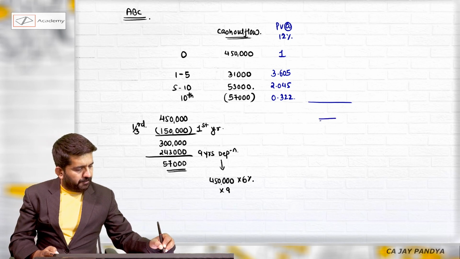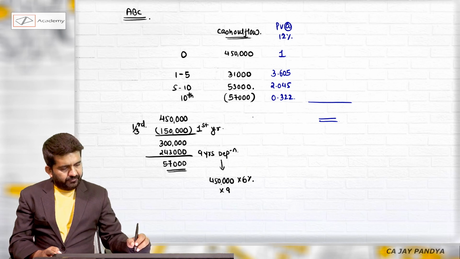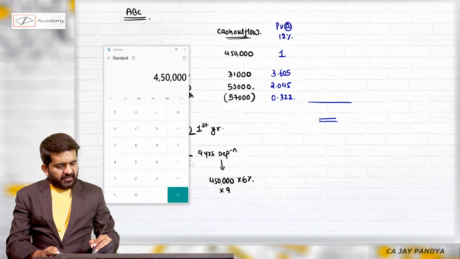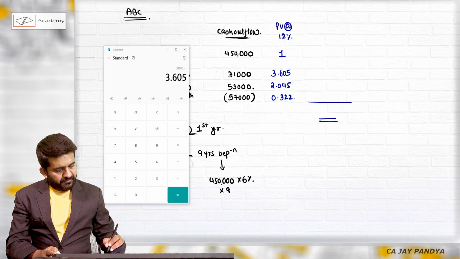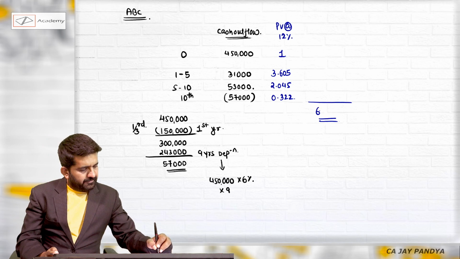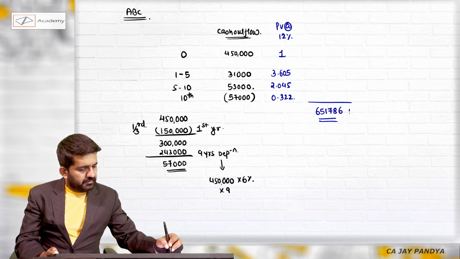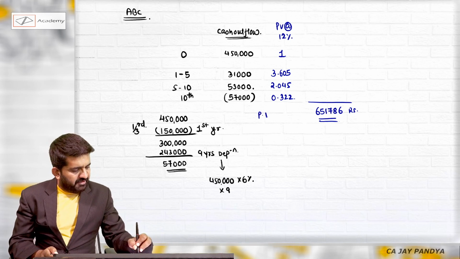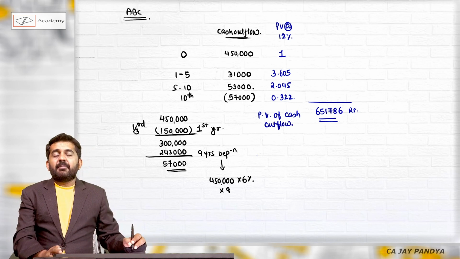I can directly find out the present value of cash outflow, which will be 4,50,000 plus 31,000 into 3.605 plus 53,000 into 2.045 minus 57,000 into 0.322, which is 6,51,786. What is this? It is not NPV, it is the present value of cash outflow. Let me take this point over here.